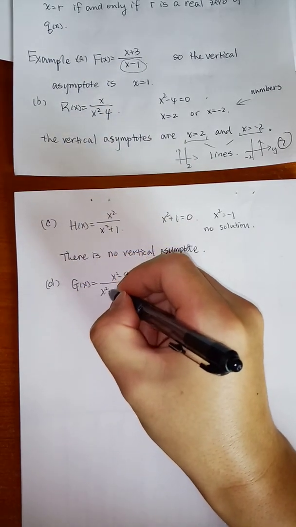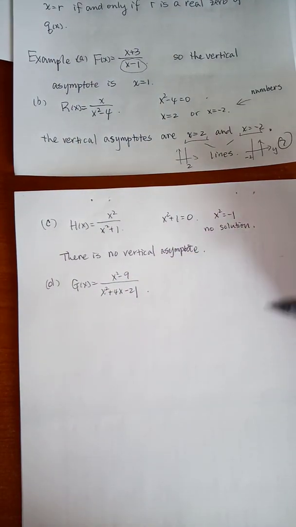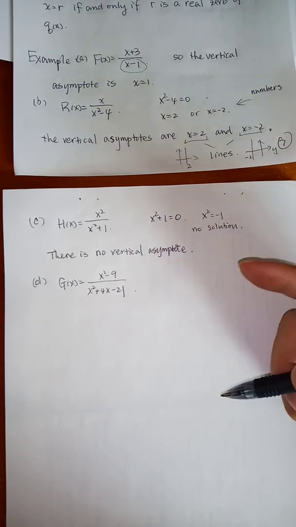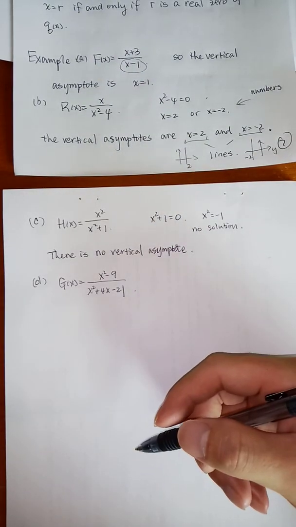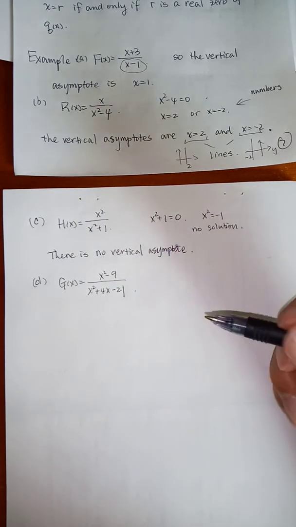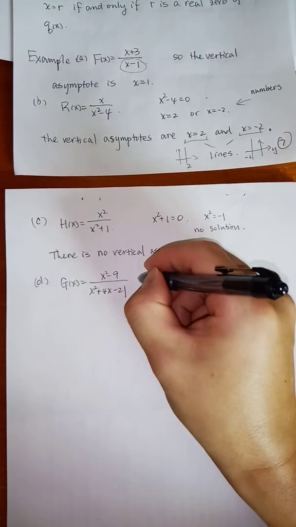Last example. You have this rational function, x squared minus 9 over x squared plus 4x minus 21. Whenever you want to apply the theorem, find the zero of the denominator and get the vertical asymptote, you have to first examine if it is in lowest terms. So we need to factor.